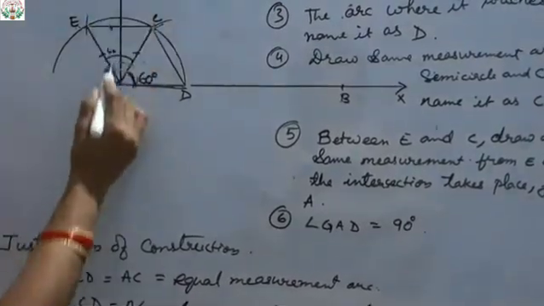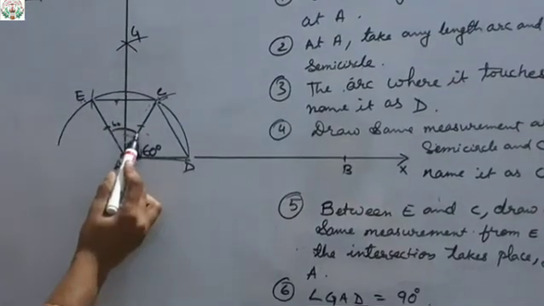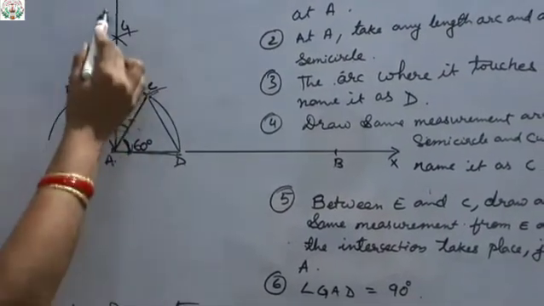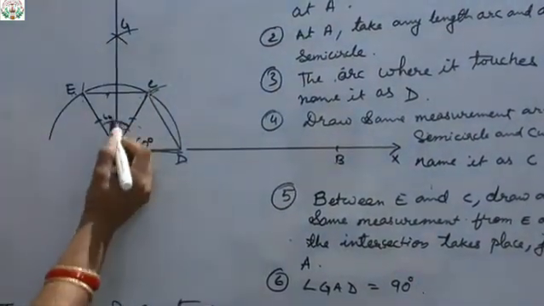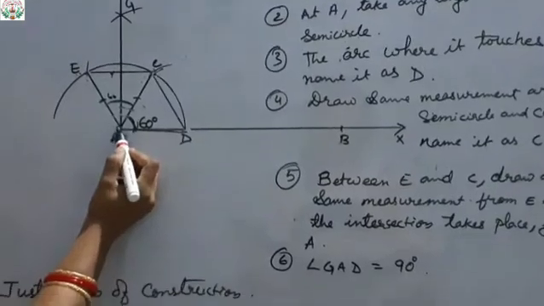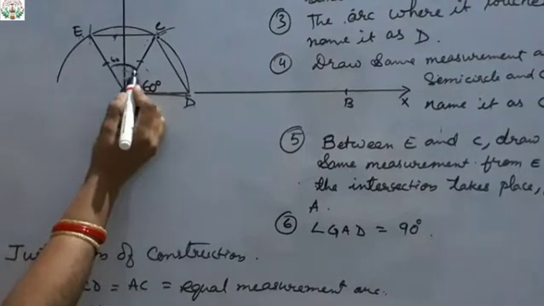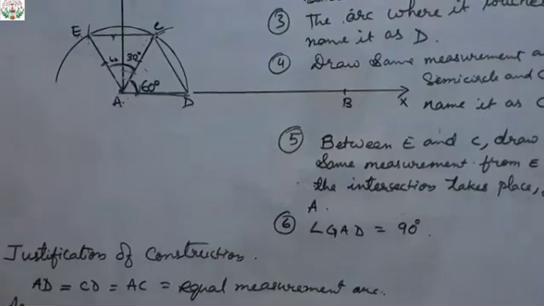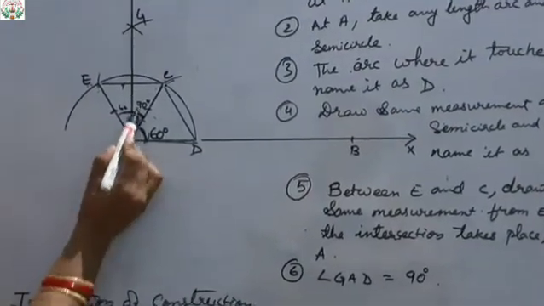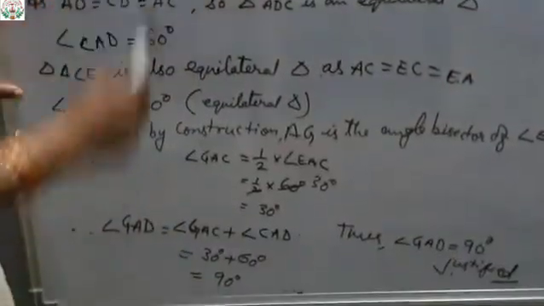As we know, GA is the angle bisector of this angle, because we have done the arc and cut it with this half. So this became the angle bisector of angle EAC. Angle bisector means this will be half of this 60 degree, so half of this means 30 degree. This is 60 and this is 30, so the whole will be 60 plus 30, which is 90 degree. So construction justified.